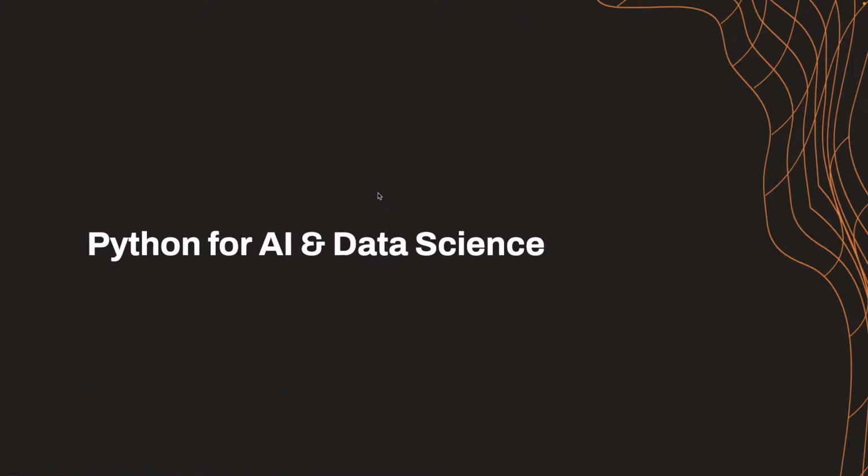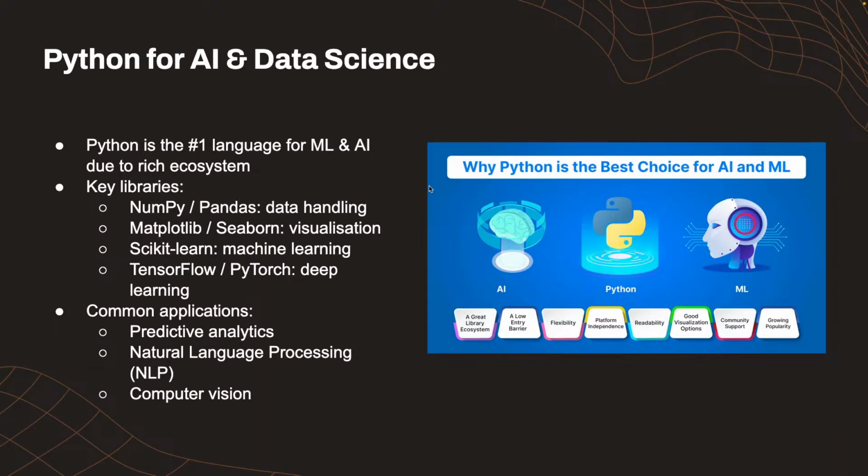So like I mentioned earlier, Python can be used for multiple things. One of the main uses of Python is for AI and data science. The main reason is it has a bunch of key libraries like NumPy and Pandas for data handling, Matplotlib and Seaborn for visualizing graphs, scikit-learn for machine learning, and TensorFlow and PyTorch for deep learning. There's a bunch of common applications like predictive analytics, natural language processing, training AI models, and computer vision.